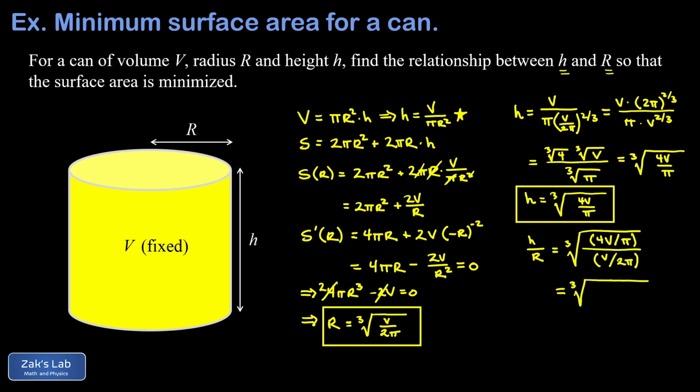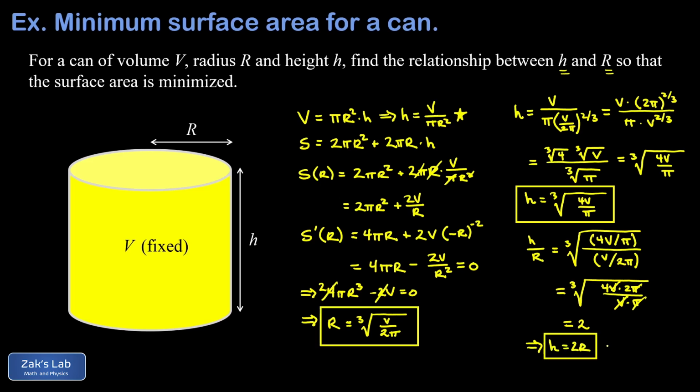So I multiply by the reciprocal to clean this thing up, and I end up with 4v times 2 pi in the numerator and v times pi in the denominator. And now the v's are going to cancel out and the pi's cancel out. And I end up with the cube root of 8, which is a really nice answer. The cube root of 8 is just 2. So we can summarize the relationship between h and r that minimizes surface area here as h equals 2r.